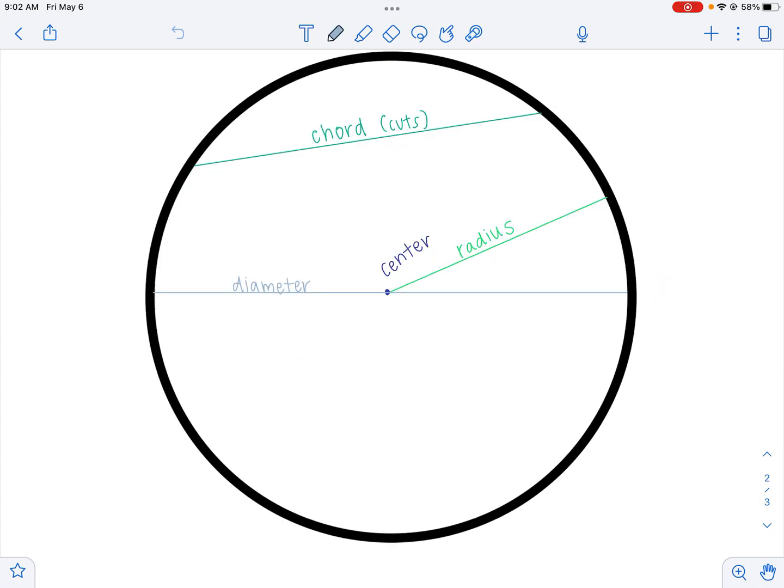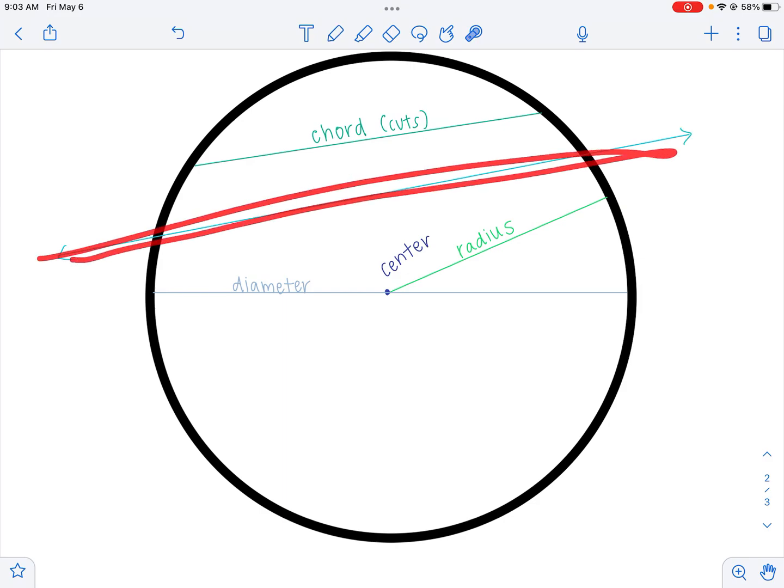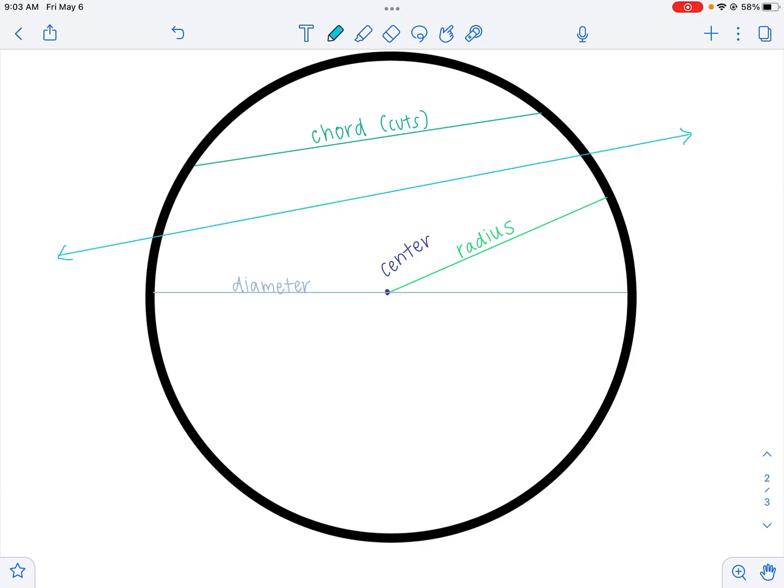So a secant will go past the circle. It's a line. So we'll typically have arrows. Sometimes it won't have arrows, but it goes past the circle. And that's a secant. The secant could be a line. It's most of the time a line, but it could be a ray or something else. But the secant sees through the circle. It goes past it. So remember that a chord cuts, but a secant will see through the circle.